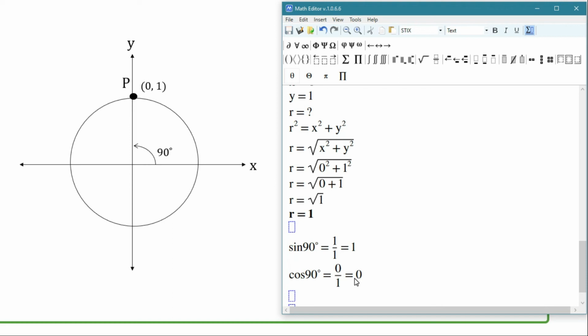Next, we have the tangent of 90 degrees.